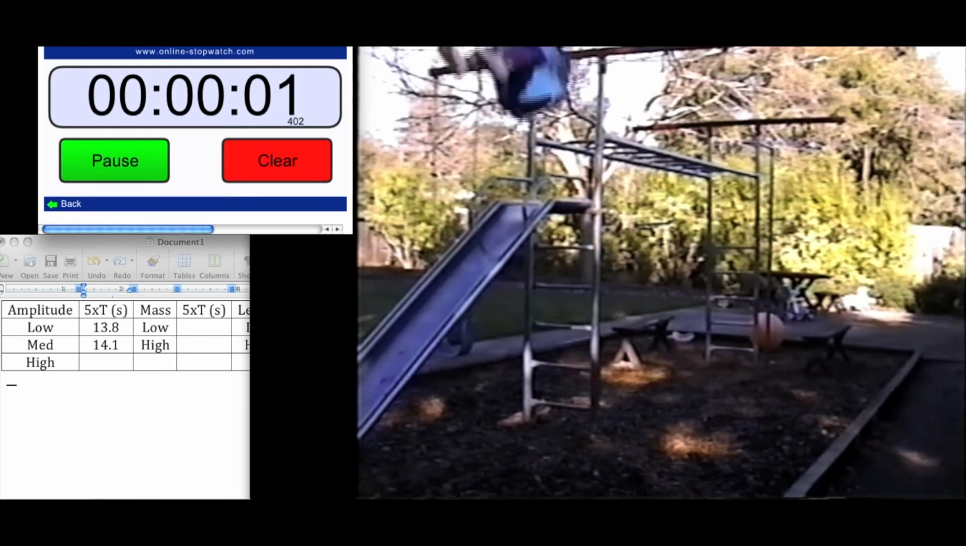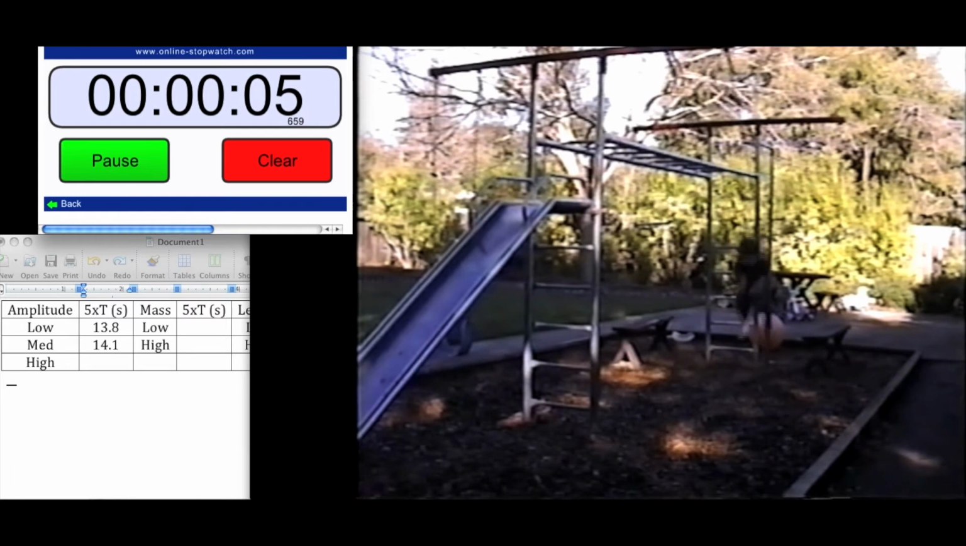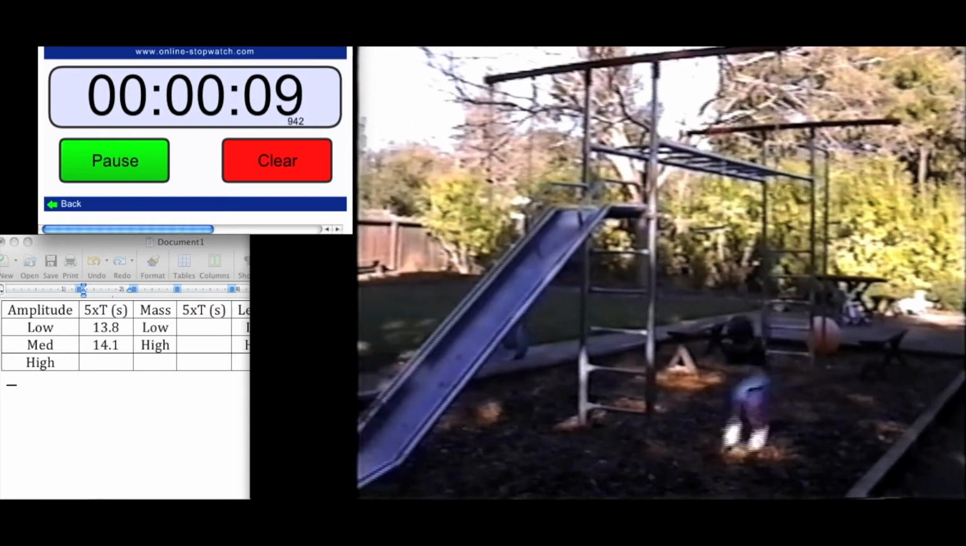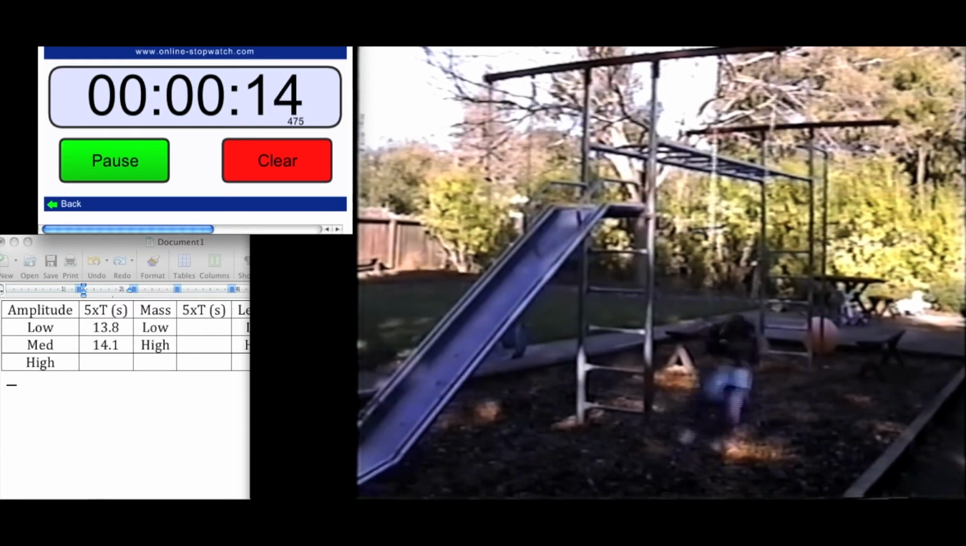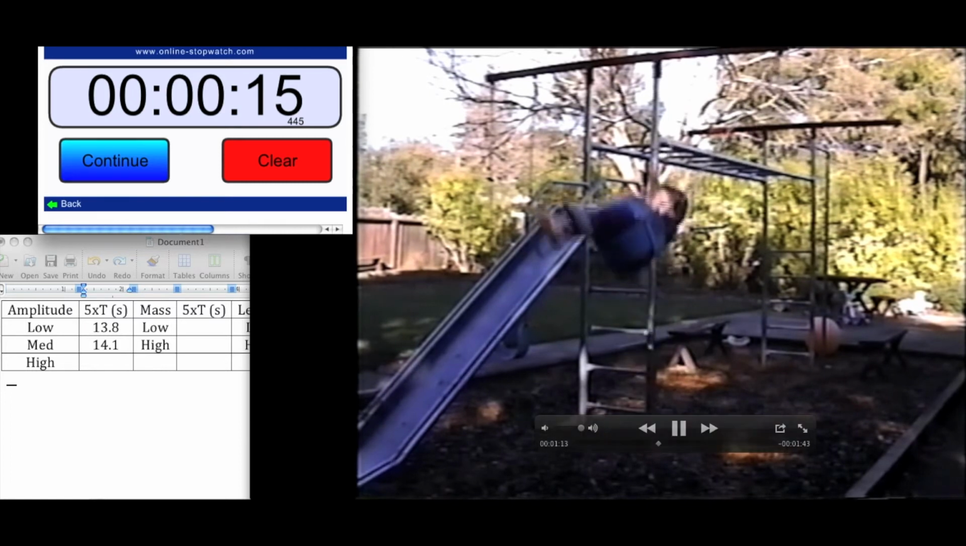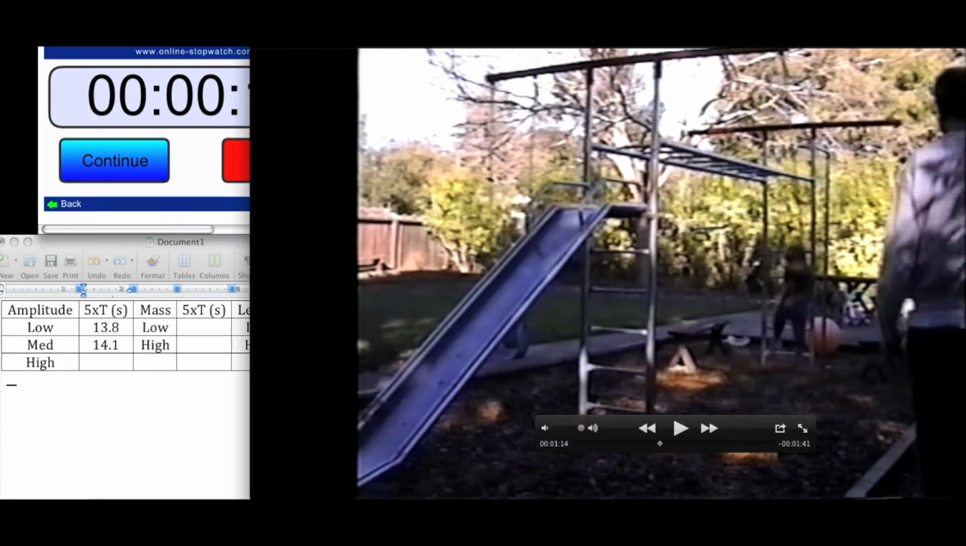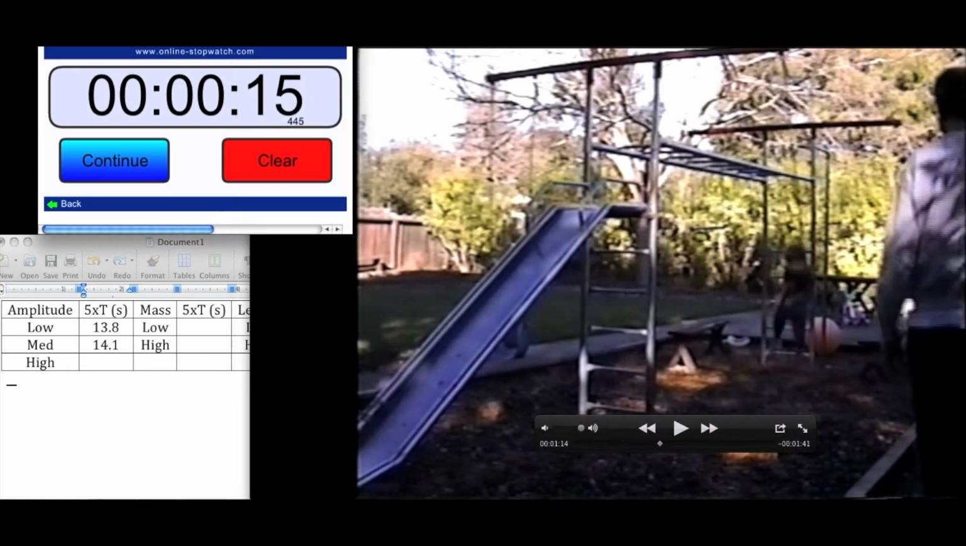I started it there. 1. See, he's happy now. He's not complaining. 2, 3, 4, 5. There you go again. And so I got 15.4.